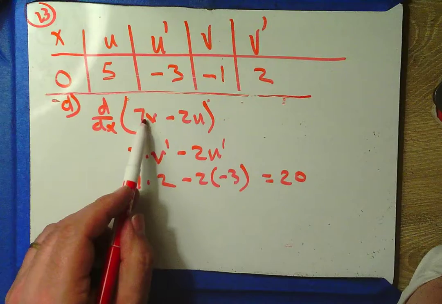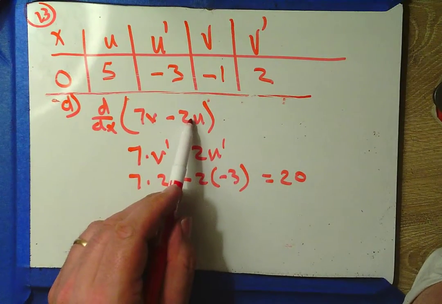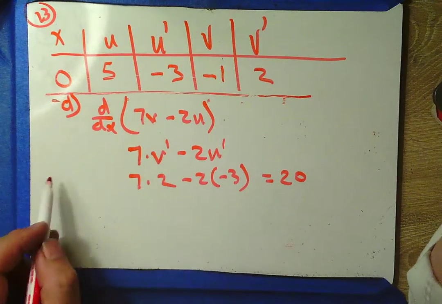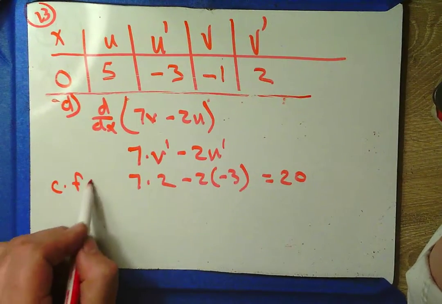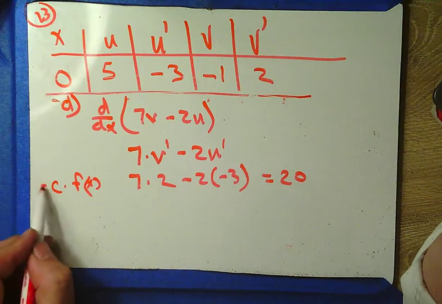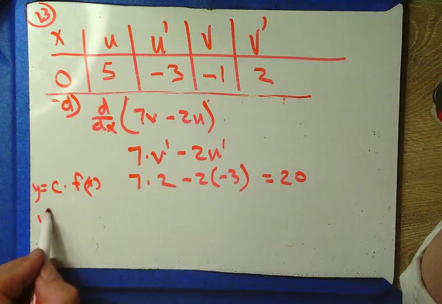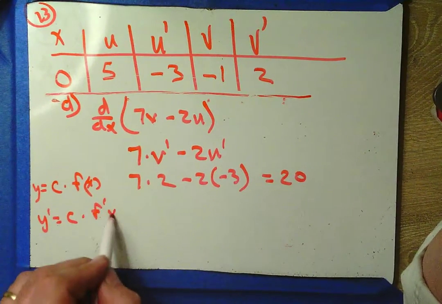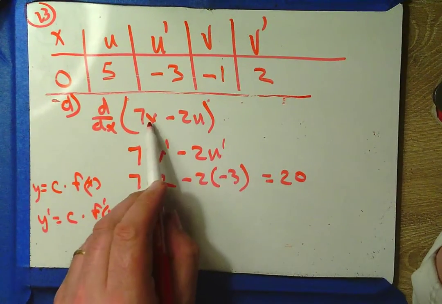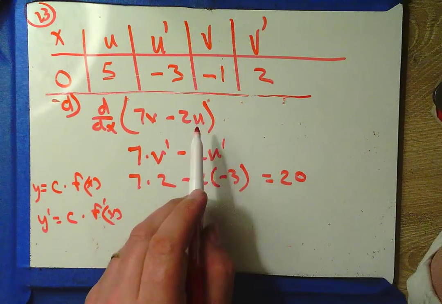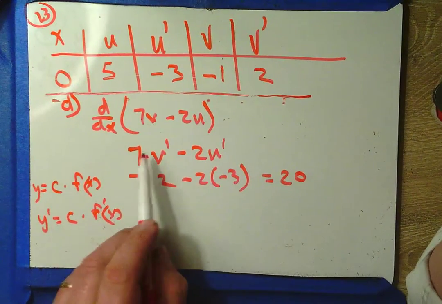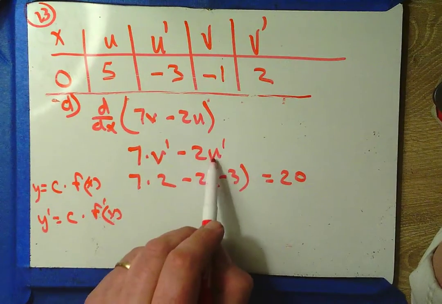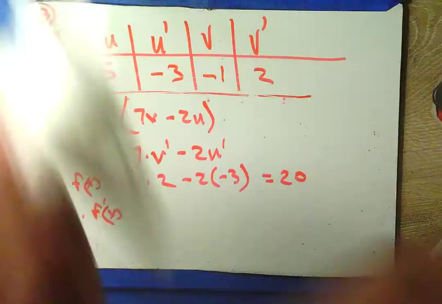You could use product rule here and product rule here, but you're crazy. Don't do that. This is a constant times a function. So when you have a constant times a function, y prime will always be that constant times the derivative of the function. Don't do product rule here. Don't do product rule here. You're crazy if you do. Just do the derivative of v and slap on that constant. Just do the derivative of u and slap on that constant.